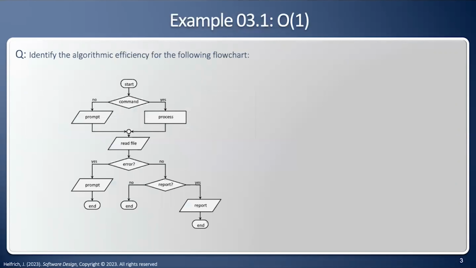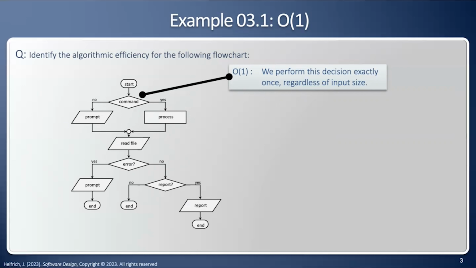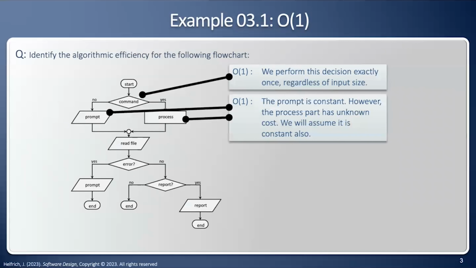So let's take a look at a first example. Here we have a flowchart. We want to try to compute the algorithmic efficiency of this algorithm. Now, we're going to do this line by line, or in this case, flowchart element by flowchart element. We'll start with the decision diamond. Since the decision diamond is independent of input size, this will be O sub 1. And then we have the prompt and the processing. Once again, this can be performed exactly once, so it's independent of the size of the input.